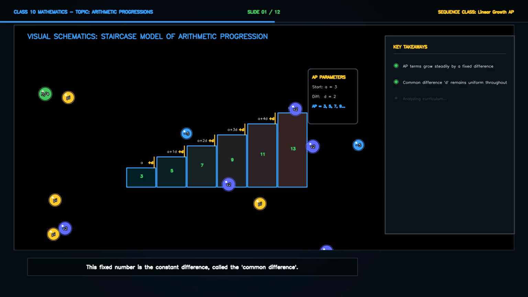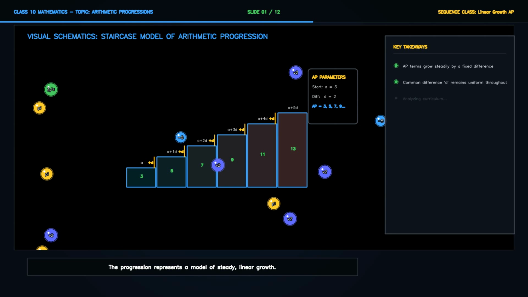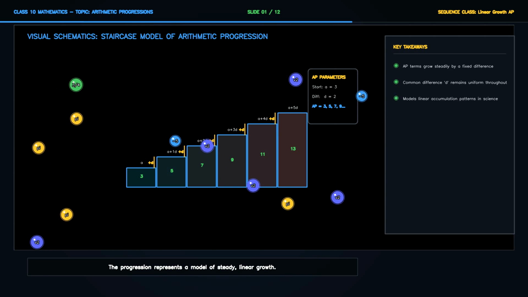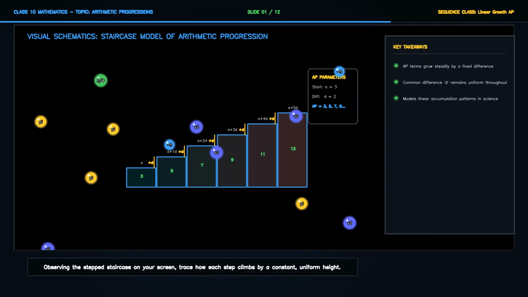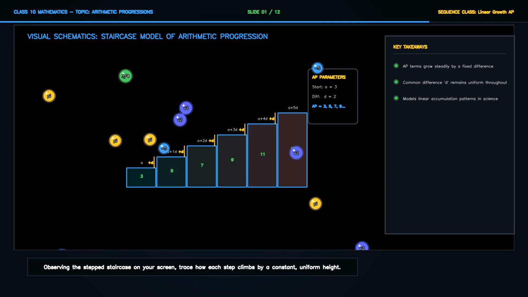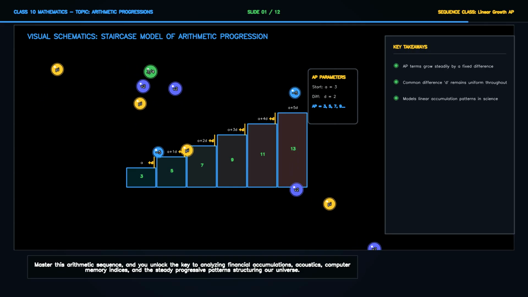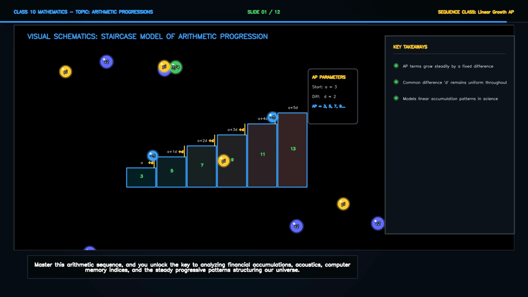This fixed number is the constant difference, called the common difference. The progression represents a model of steady, linear growth. Observing the stepped staircase on your screen, trace how each step climbs by a constant, uniform height. Master this arithmetic sequence, and you unlock the key to analyzing financial accumulations, acoustics, computer memory indices, and the steady progressive patterns structuring our universe.